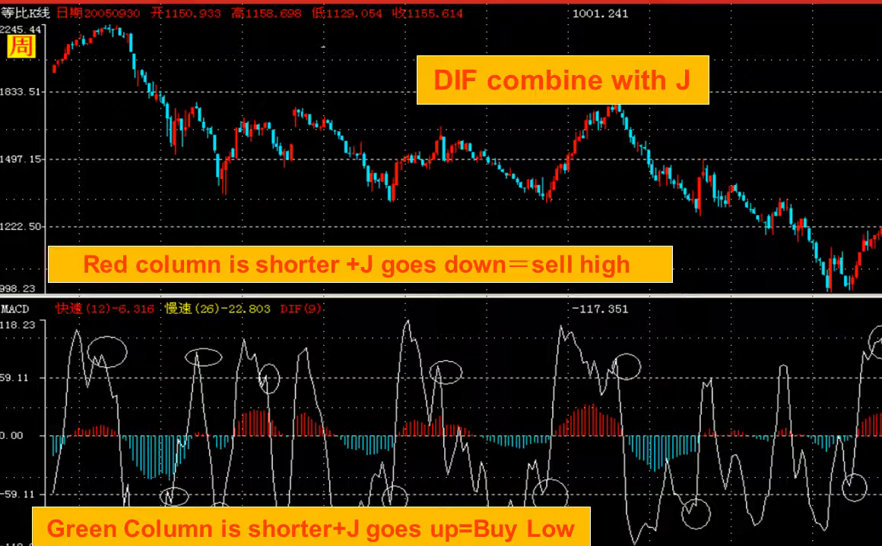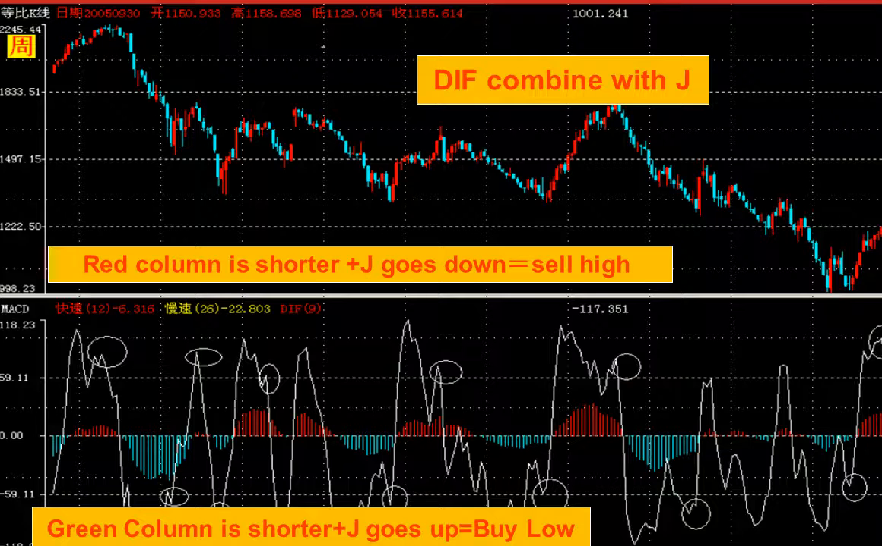Then how to buy. Look, green column is shorter and the J goes up. This is buy low. You can see the green column is shorter, right? And the J goes up. So here is a buy point, here is another buy point, and more buy points. It's good for short-term trading.